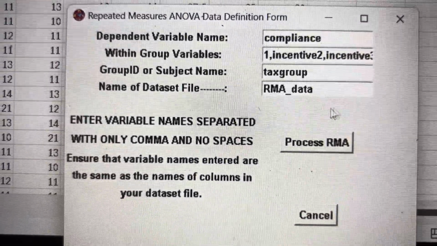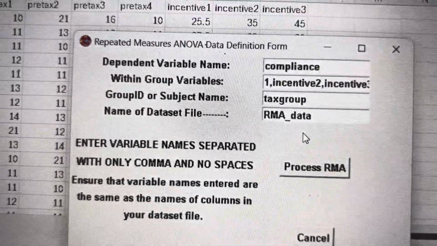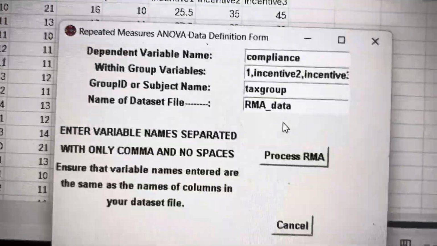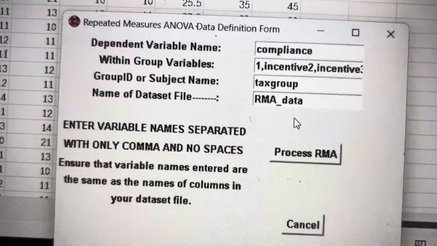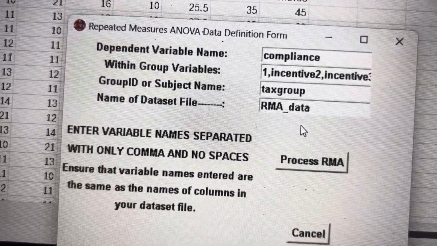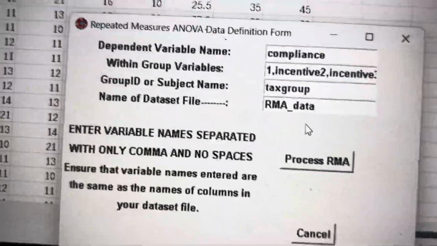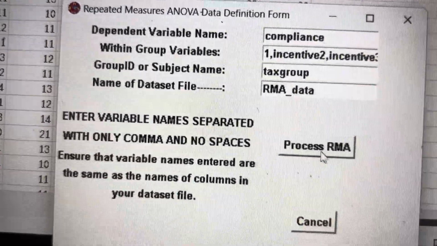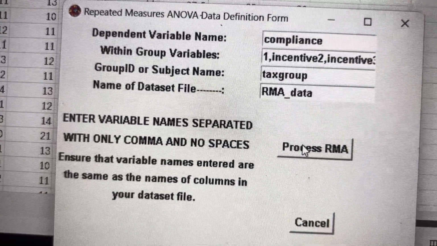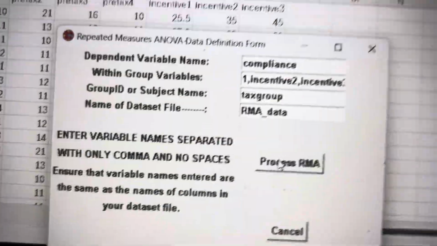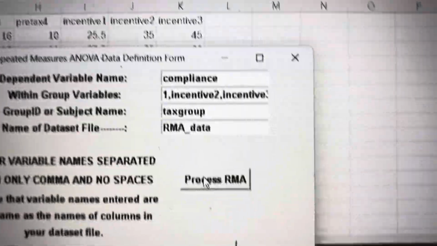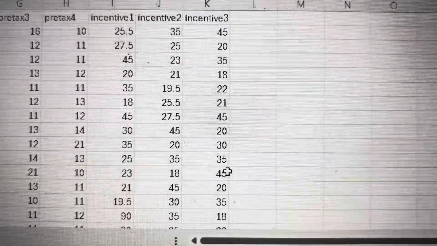Now, we have already defined the group ID or subject name, and then also the data file name. We can leave it as it is. So we just simply press process RMA, that repeated measure ANOVA.